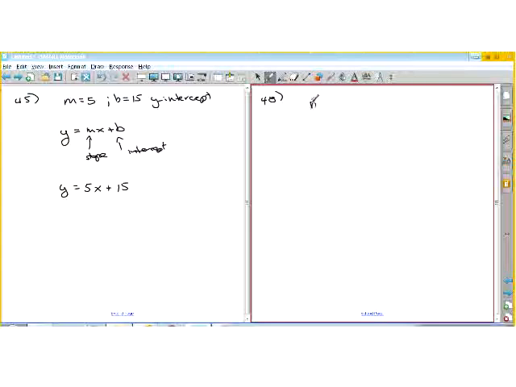The next one we have slope, m equals -5/8, which means the slope's -5/8. And we are given that b is equal to -1/3. So again, write out the slope-intercept form, and then just plug in the numbers.